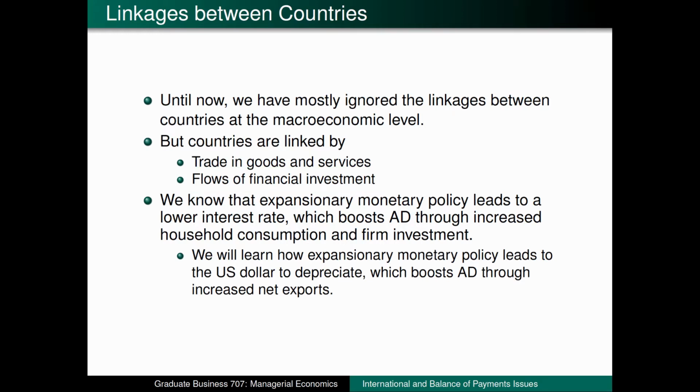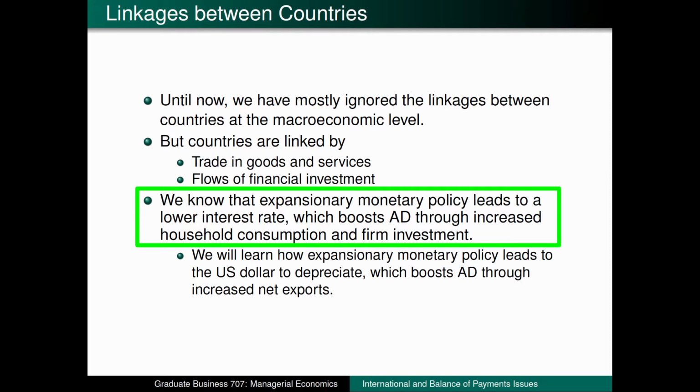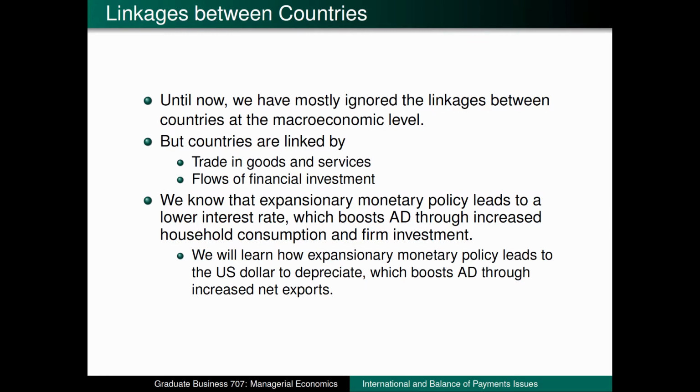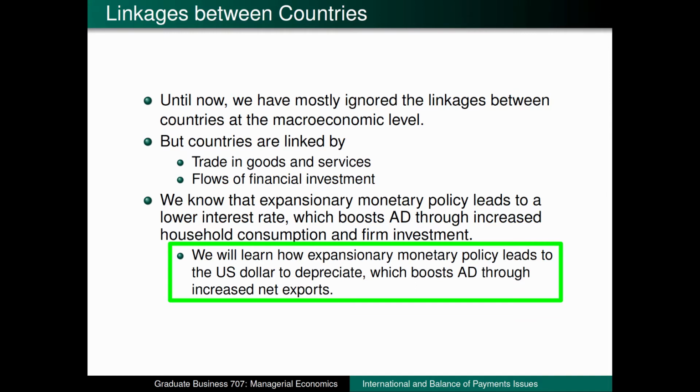We know from the previous chapters that the four components of GDP are household consumption, business investment, government spending, and net exports. We also learned that expansionary monetary policy is associated with an increase in the money supply, which leads to lower interest rates and therefore an increase in spending by households and companies. However, what we haven't discussed yet is how all of this affects the value of the US dollar and ultimately net exports.